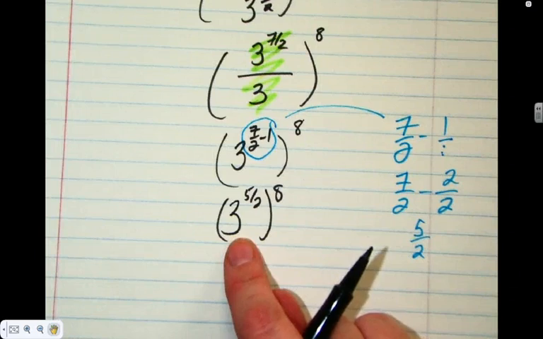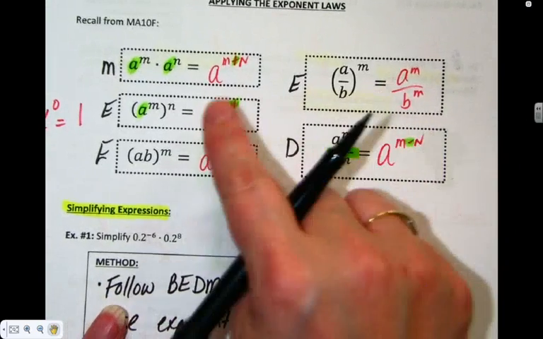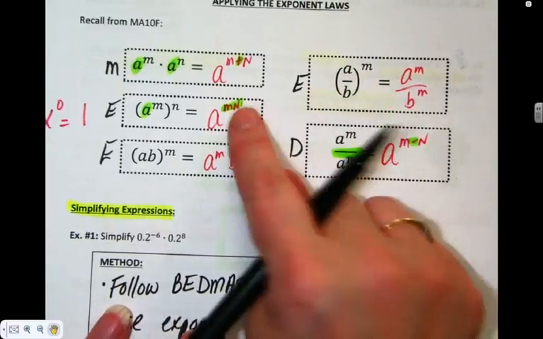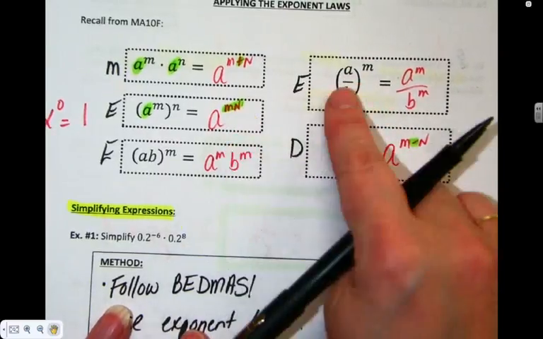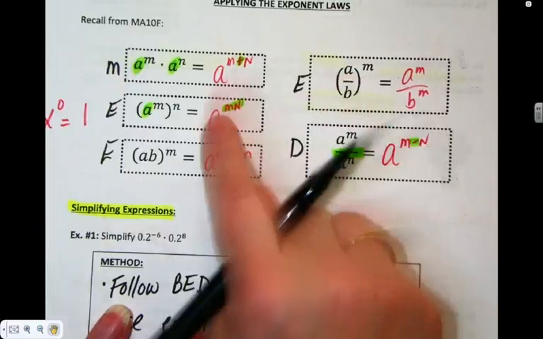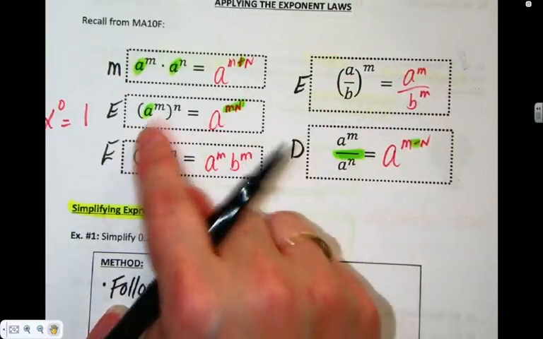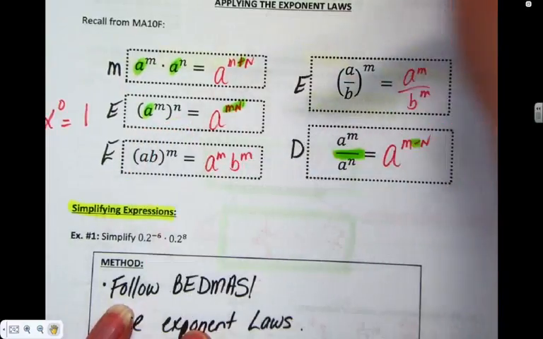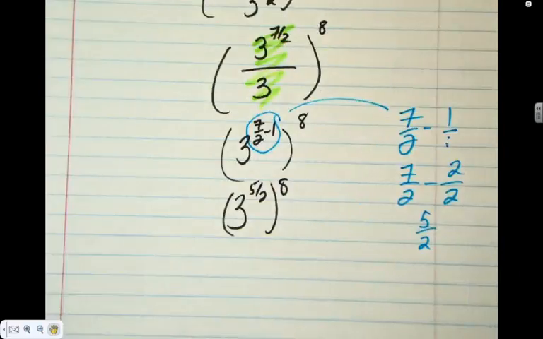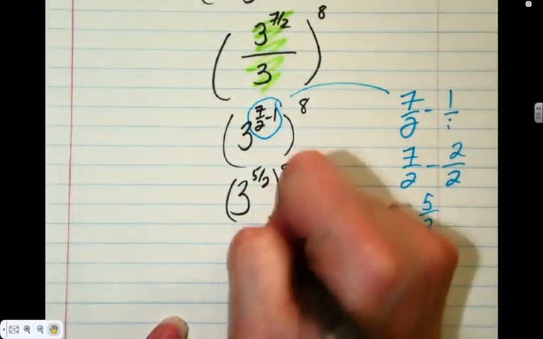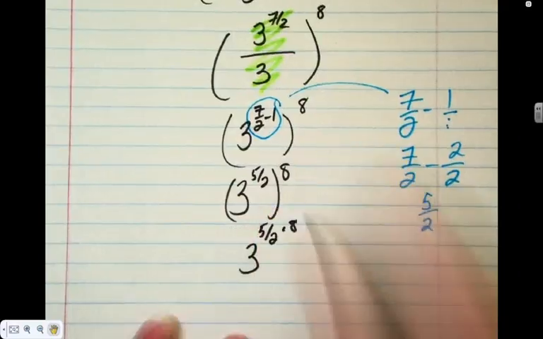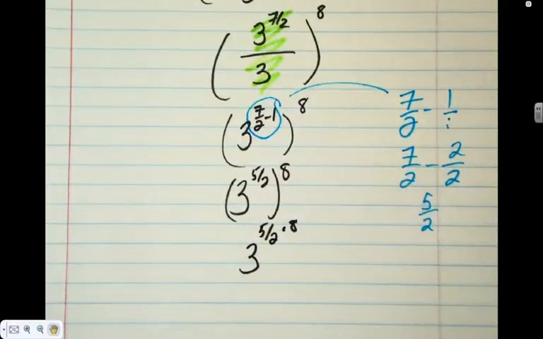What comes after B in BEDMAS? Exponent, we have 3 choices. It's going to look like either the first, the second, or the third E. Which one does it look like? It looks like the first one. It says if you have 1 base and 2 exponents, what are we doing with the exponents? Multiplying. So this is going to become 3 to the 5 halves times 8. Again, you don't need to show that step. I'm just showing the first one step by step how we multiply.